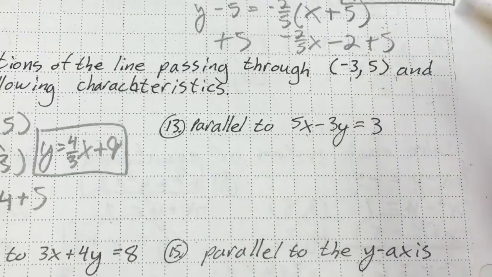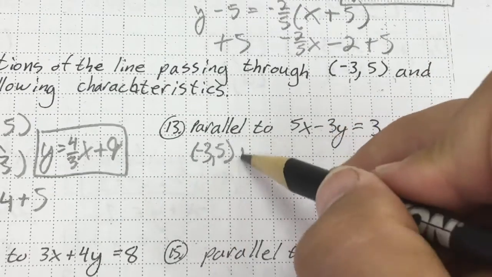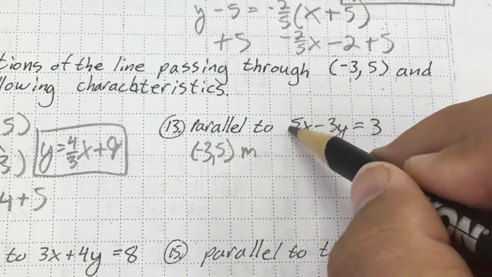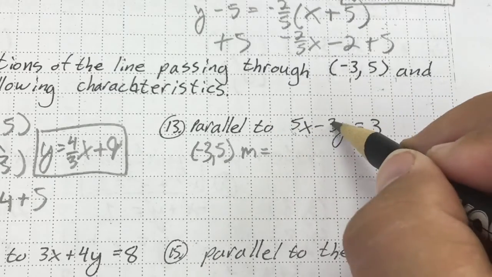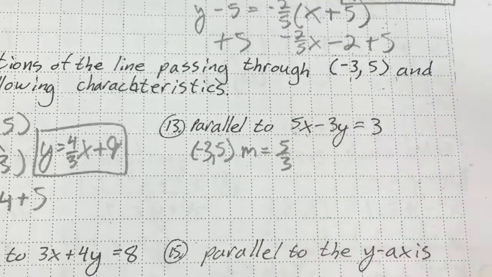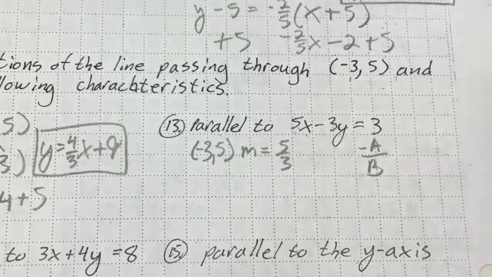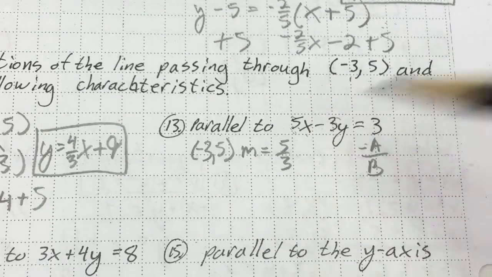Parallel to this, passing through negative 3, 5. So the point is negative 3, 5, and the slope parallel to this is going to be negative 5 over negative 3. So it's just going to be 5/3. Don't forget that little quick trick. It's negative a over b. A is 5, b is negative 3, so negative 5 over negative 3 gives me a positive.